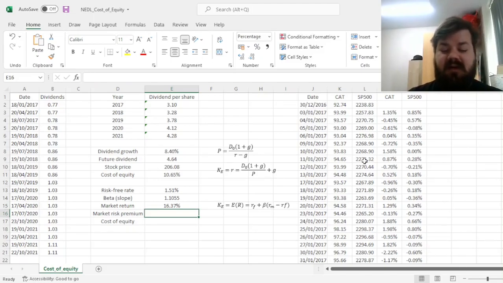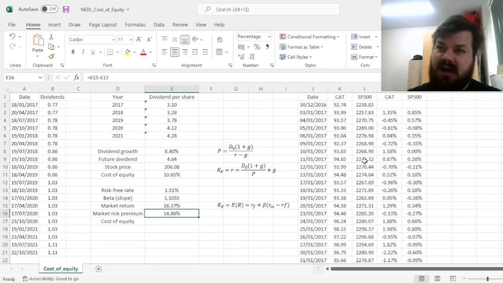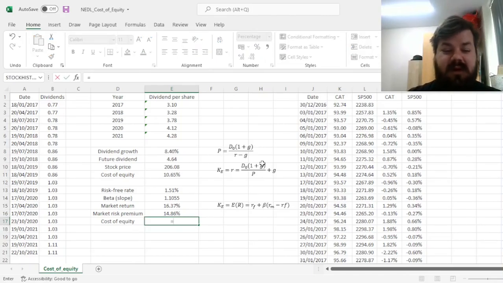Then we need to figure out how much the market has paid in excess of the risk-free alternative, the government bond, resulting in the market risk premium of 14.86%. And finally, we assemble the formula. We add to the risk-free rate the risk premium of the Caterpillar stock, which is beta, its market risk exposure, its systematic risk, times the market risk premium, figuring out how much does Caterpillar need to pay in excess of the risk-free alternative given its systematic risk profile.